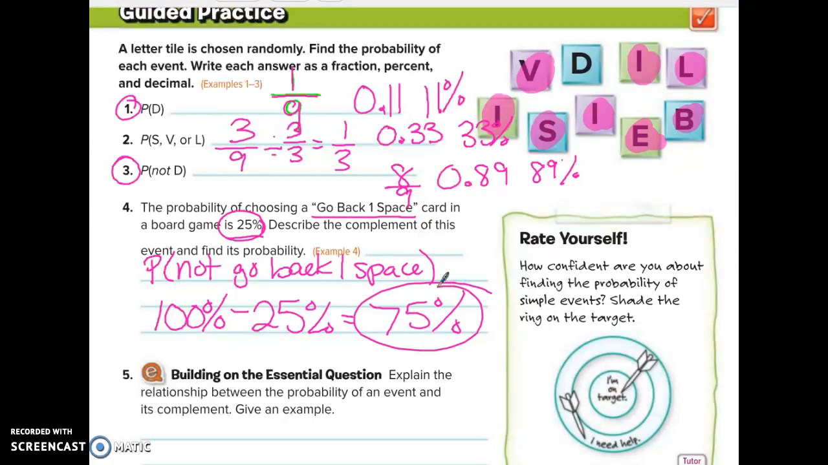Okay, I did ask you to do number 5, and it says explain the relationship between the probability of an event and its complement, and then give an example. So this could differ for everyone. The probability of an event occurring or its complement occurring is certain to happen, so it has to happen. Either I select a D or I don't select a D. One or the other has to happen. So the complementary event and the event occurring has to be certain or 100%. An example is if there's a 30% chance of rain, then the complement is 70% chance of no rain. So it's either going to rain or it's not going to rain.